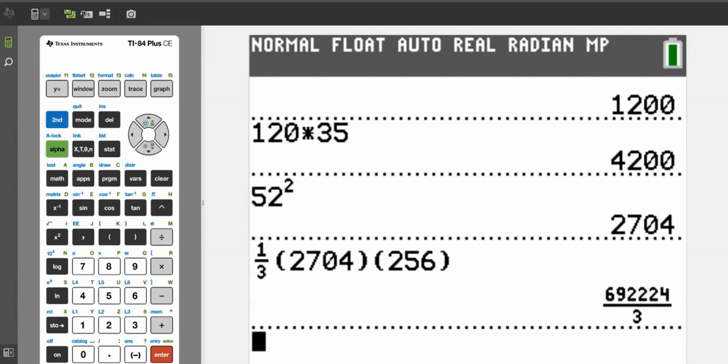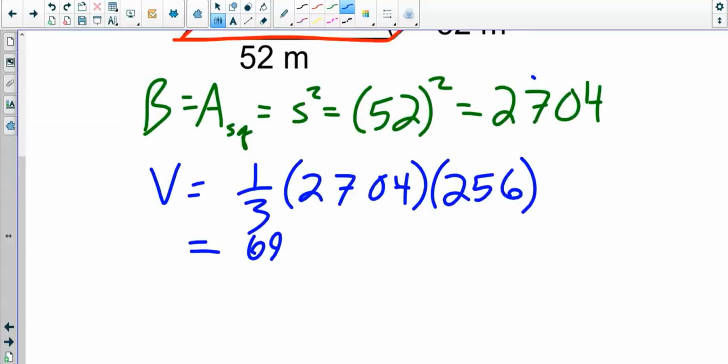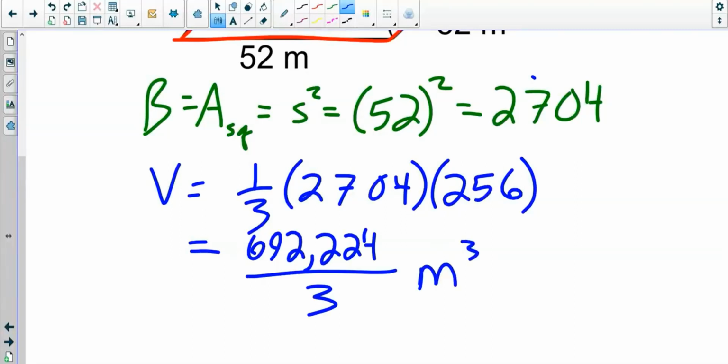692,224 all over 3. But again, that's a weird answer. 692,224 all over 3, and that would be meters cubed. But again, they'll probably have you round on this assignment to 2 decimal places.